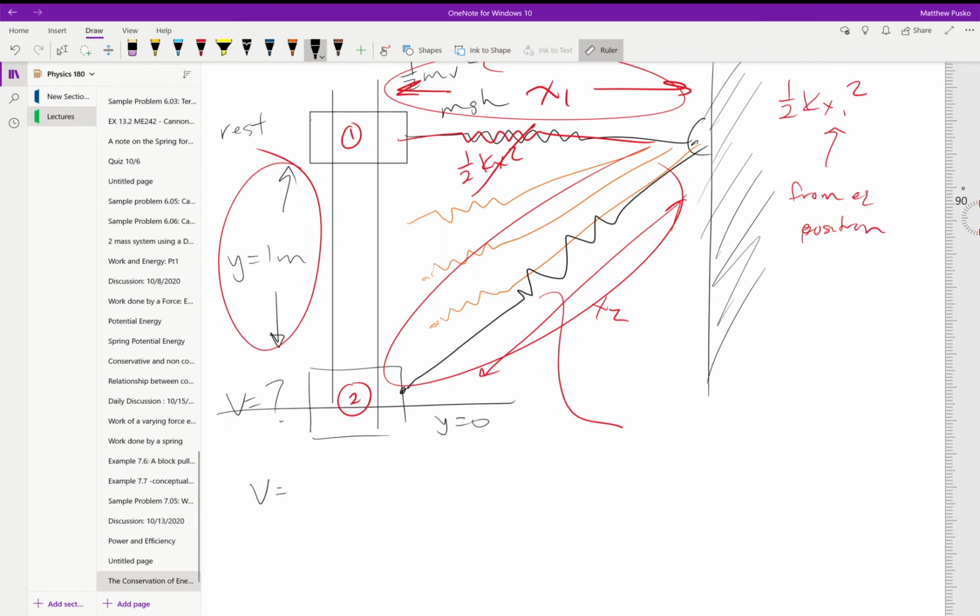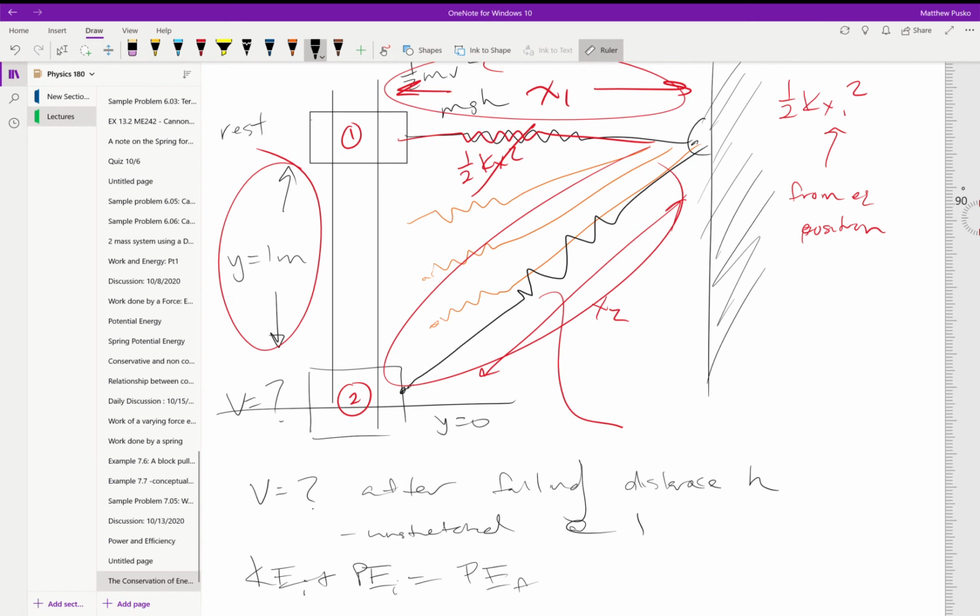So what is the v after falling some distance h? We'll do it like that. After falling distance h, let's say they give us a spring constant. It's unstretched in its initial state, so unstretched at 1. Well, I'm going to say the kinetic energy plus the potential energy in its initial state is equal to the potential energy plus the kinetic energy in its final state.